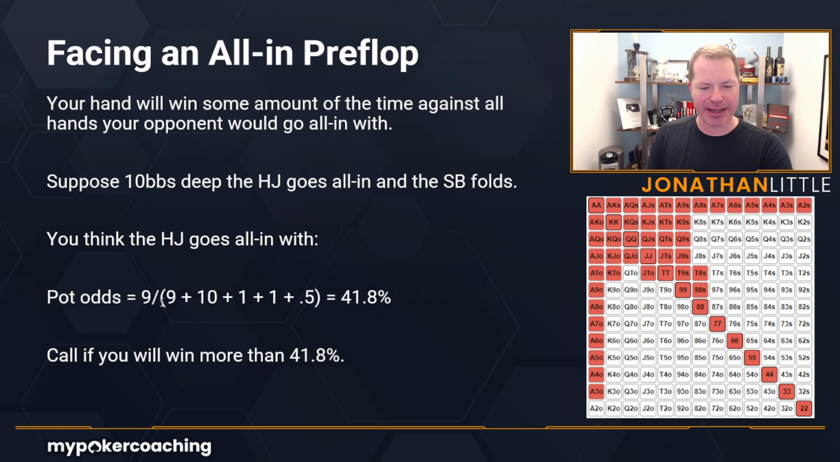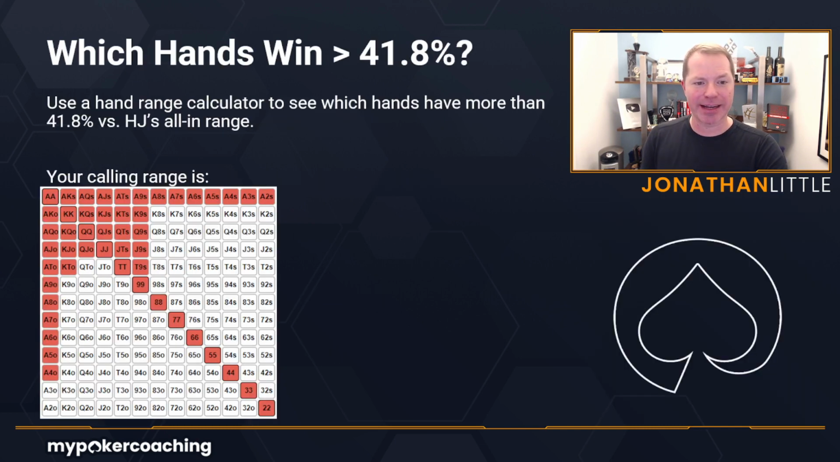The 9 more we're putting in, plus the opponent's 10, plus the previous pot, which was the small blind, the big blind, and the ante, assuming that's 1 big blind ante. Do the math, it gives us 41.8% of the time. So you can profitably call if you will win more than 41.8% of the time. So which hands have more than that equity against that range?